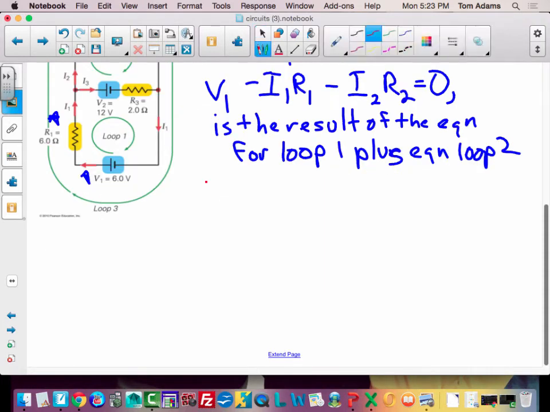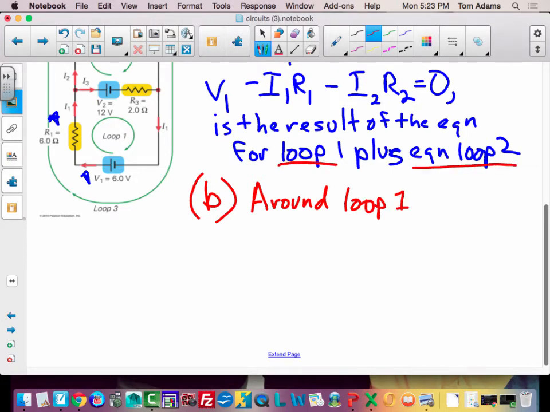Now for part B, we're going to go around loop 1. You might be thinking, well, how do you get that? Well, part B kind of shows part A. I don't know why in this textbook sometimes the answer for part A, it's like they ask you to do something, and then part B is like how you got the answer. So now we're going to do this in reverse.